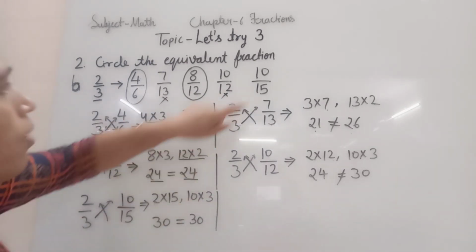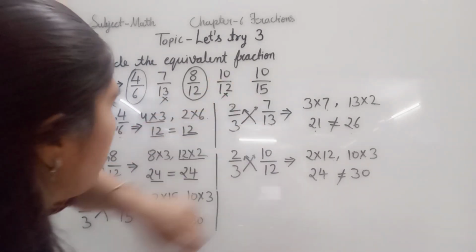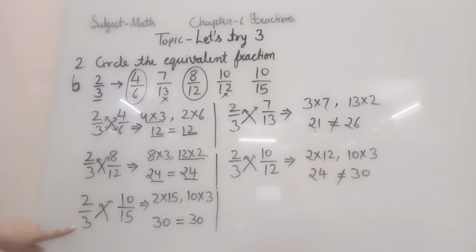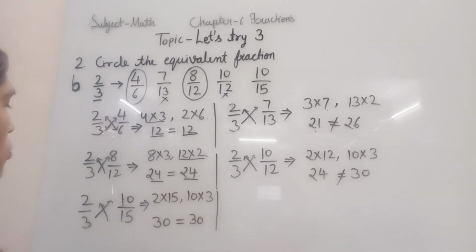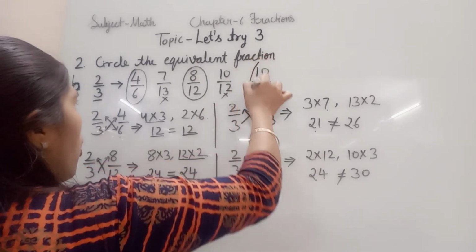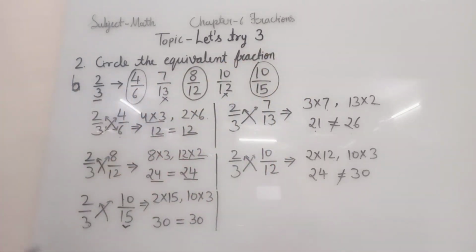Now come to this part, 10 by 15. With 2 by 3, we will do cross multiplication. 10 multiplied by 3 and 15 multiplied by 2. 15 2s are 30 and 10 3s are also 30. So both are equal. It means it's an equivalent fraction of 2 by 3. In the same manner we will solve C, D and E also.